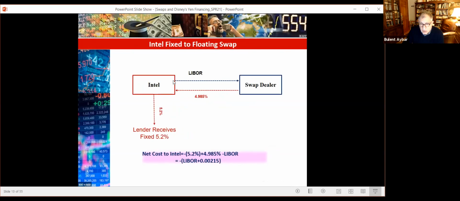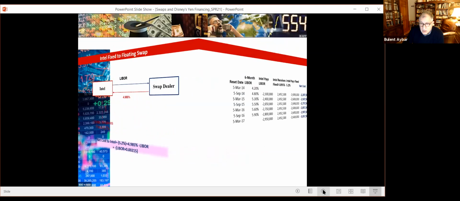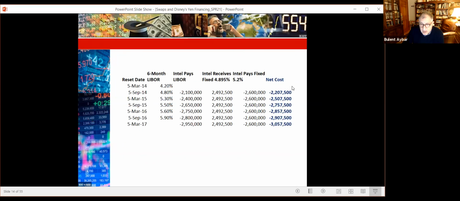A graphical representation will suggest that Intel is going to make the LIBOR payment, receive the fixed in exchange, and then service its loan and pay 5.2%. All of these are stated in annualized terms, but these transactions will take place on a semi-annual basis. And the annualized cost for Intel is going to be LIBOR plus 21.5 basis points. So if you look at the cash flows, every 6 months, Intel will end up paying these floating payments going forward.